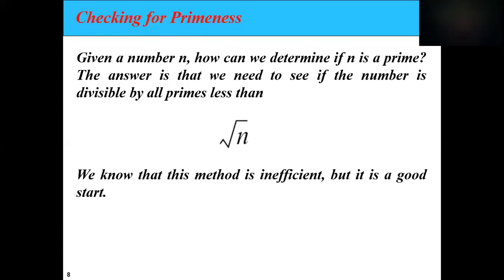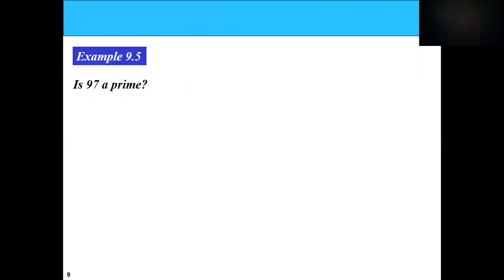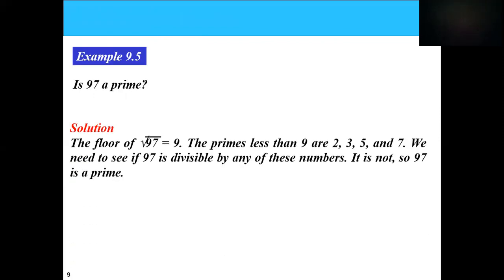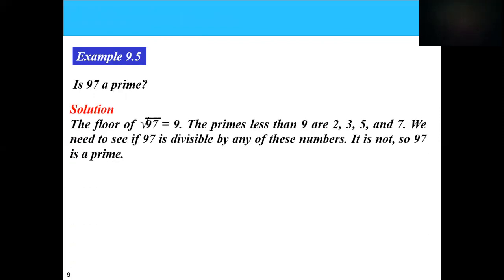But it is good to start from somewhere. But it is again an inefficient method. So, for example, is 97 prime or not? So I have to check it like this.